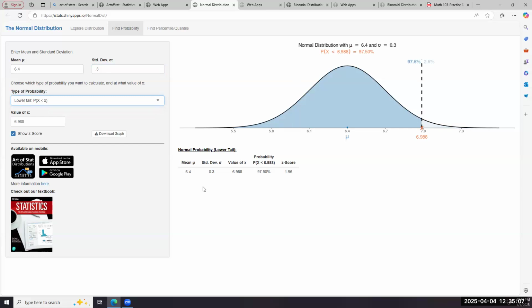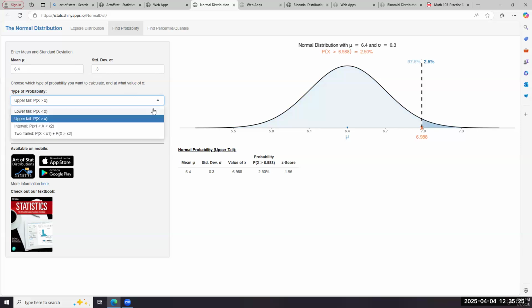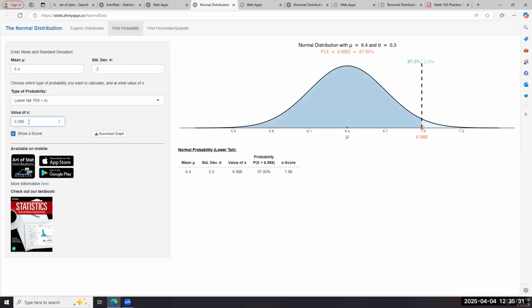Case two is to be greater than 7. The mean and the standard deviation are the same. You have to change this one into greater than, and you have to change your number. I'm sorry, let's just double check the previous one first. This number was less than 6. You see, this is less than 6 only.